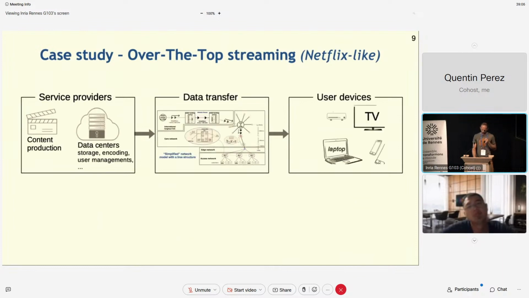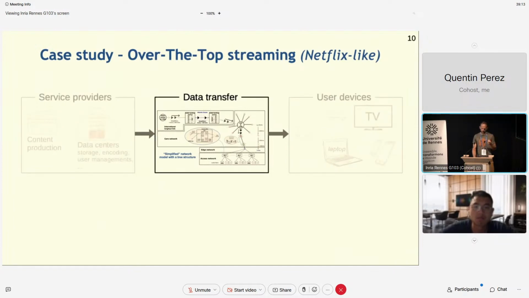So now, let's see how we can apply the general principle to the case of video streaming. For the sake of simplicity, for now, we'll focus only on the data transfer part over a fixed network, and so we'll ignore all the other components.